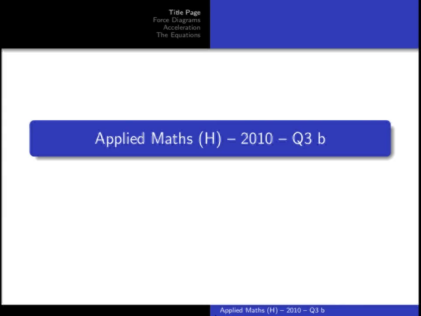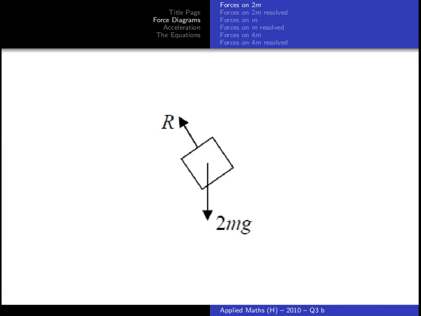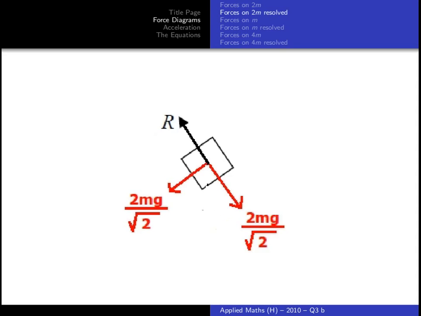So here's the answer to question 3 part B, 2010 paper. This is the force diagram for the 2m mass. But what's of more interest is when we resolve these into the two directions. So it's really this diagram that would be helpful to us. So that's 2mg cos 45 and 2mg sin 45.